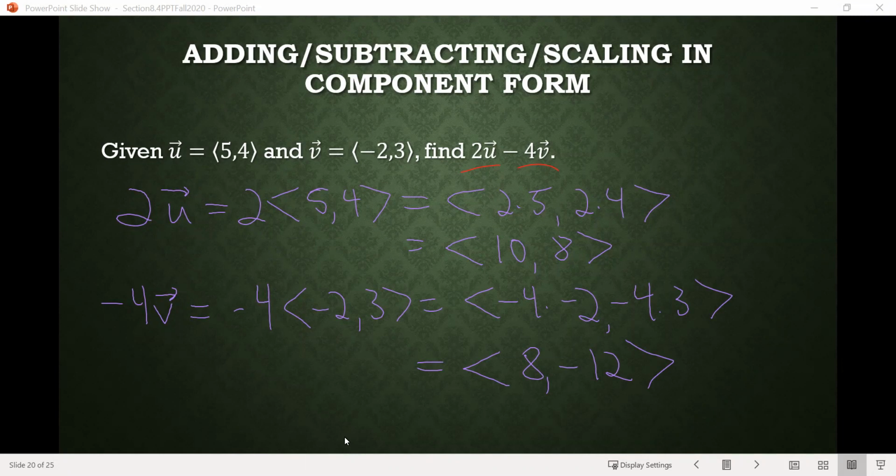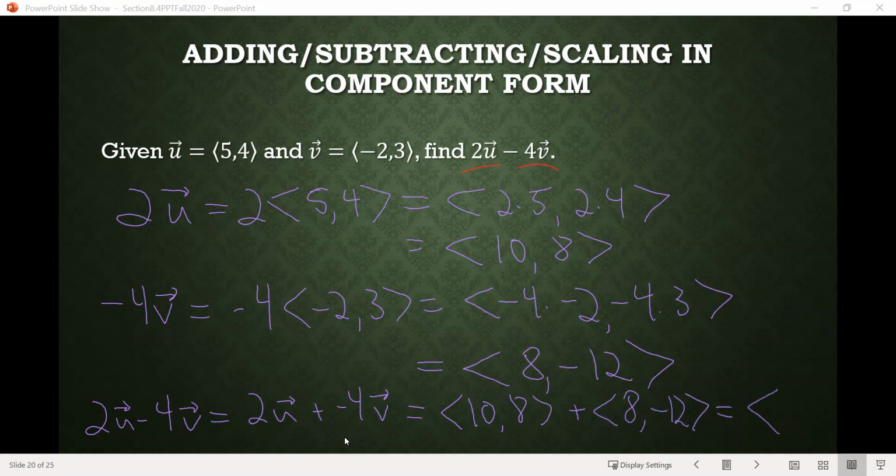And then to finish this up, to do 2u minus 4v, note that that's the same as 2u plus negative 4v, right? Subtraction is the same as adding a negative. We have the components for each of those. So this will be 10, 8, plus 8, negative 12.